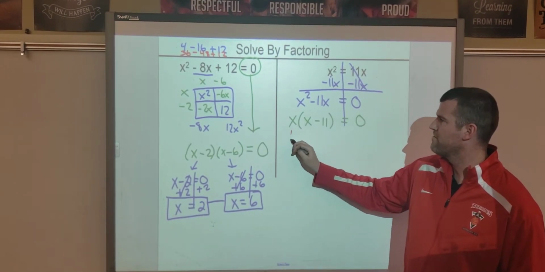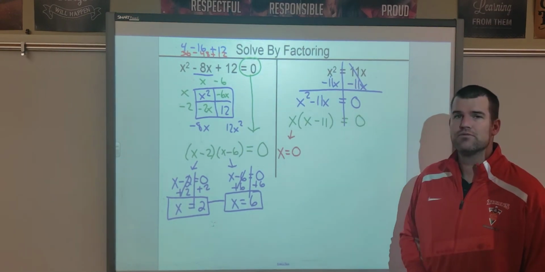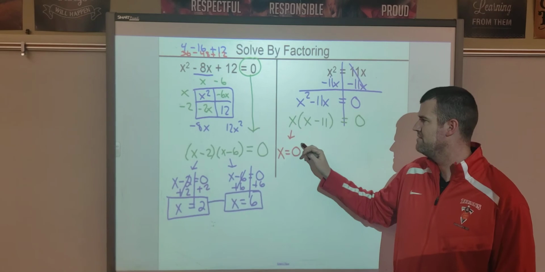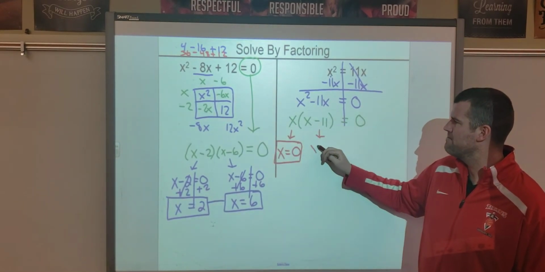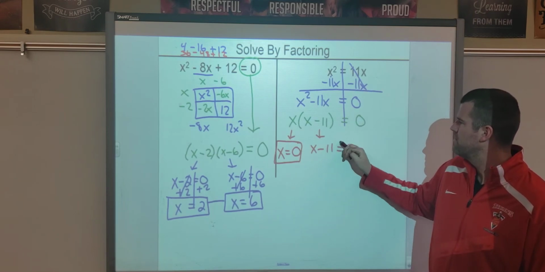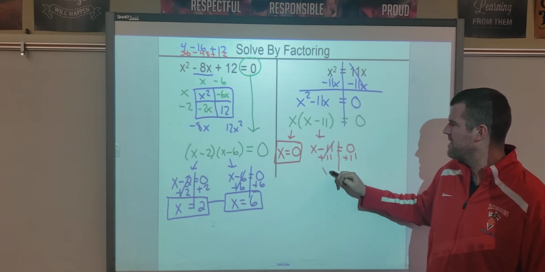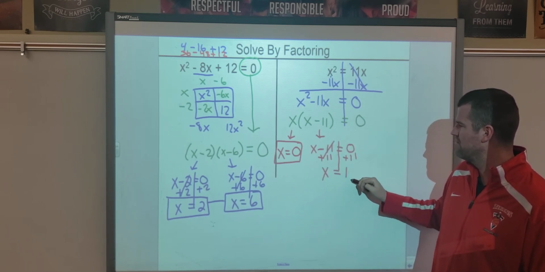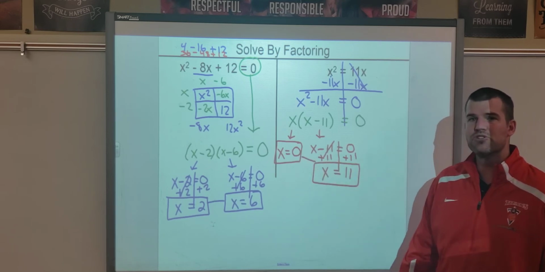And then step 3 is set each factor equal to 0. So I'm going to take my first factor, which was x, and I'm going to set that equal to 0. No more work to do. It is done. And then I'm going to take my second factor, which was x minus 11, and I'm going to set that equal to 0. Add 11 to both sides. And my second solution is x equals 11. So I end up getting 2 solutions.